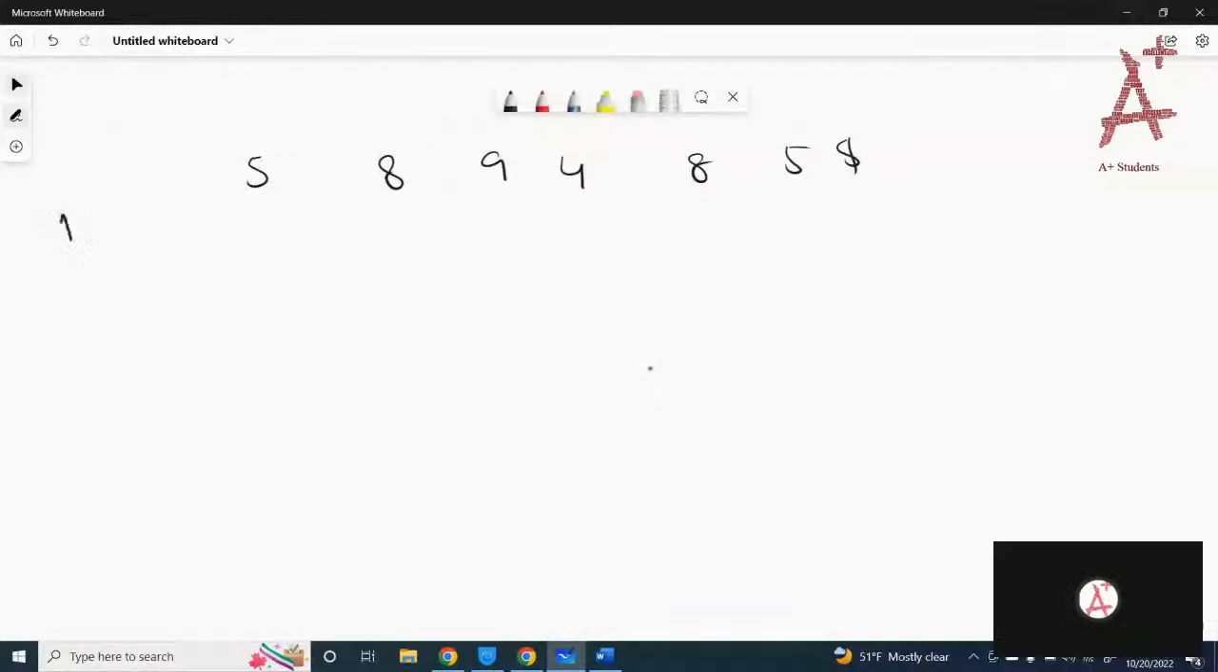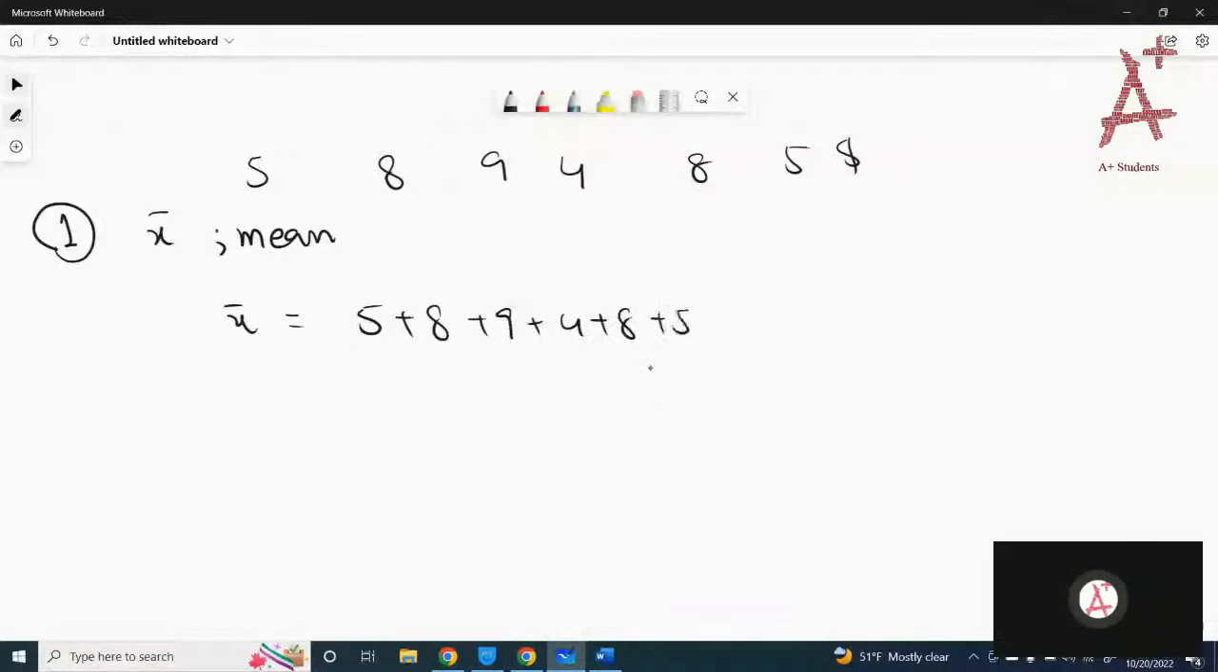So for the standard deviation, the first step is we calculate the mean. Let's calculate the mean value. For the mean value, you simply add up all the numbers, 5 plus 8 plus 9 plus 4 plus 8 plus 5, and you have to divide by the count. There are 6 numbers: 1, 2, 3, 4, 5, 6. So divide the sum by 6.